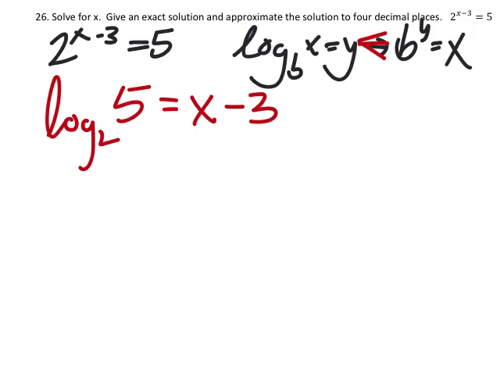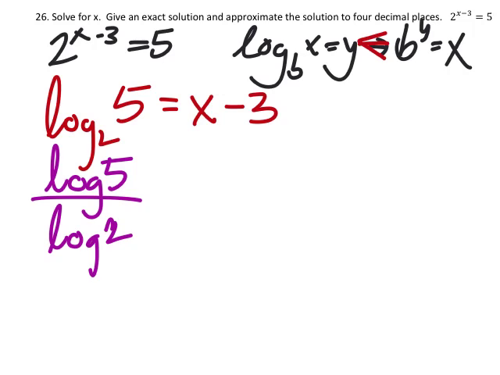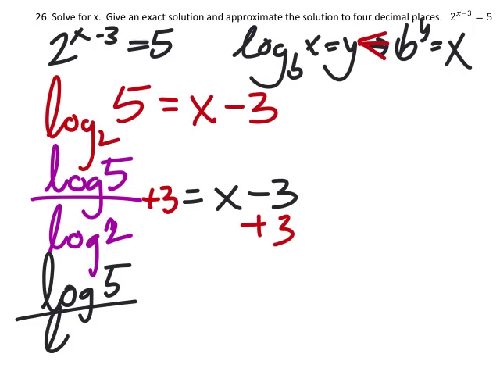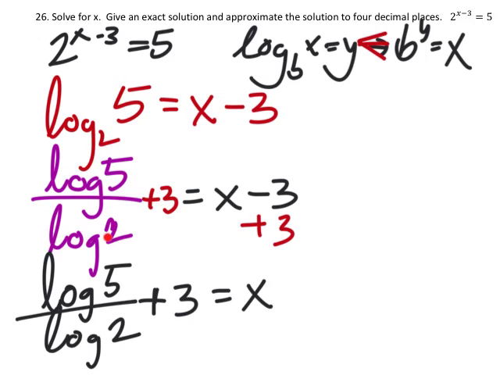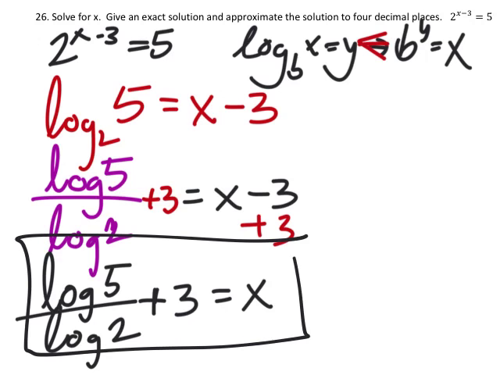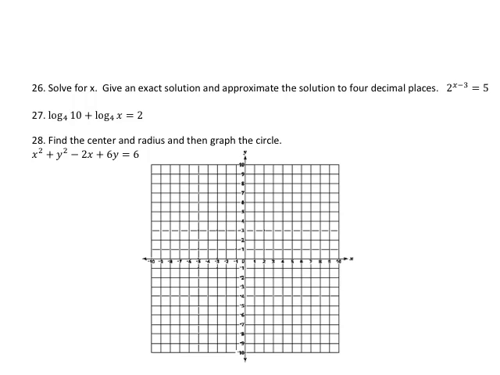Now what I can do with this log sub 2 of 5 is I can split it up. I can have log of 5 over log of 2, and that's going to equal this x minus 3. But we need to get rid of that 3, so we're going to add 3 to both sides, and that's what it ends up being: log of 5 over log of 2 plus 3. Just remember that's a change of base property right there, that we were able to take it from this format into this format here. And that's the answer. And yes, I apologize. The approximation for that 26 is 5.3219. You can put that into a calculator, that log 5 over log 2 plus 3.